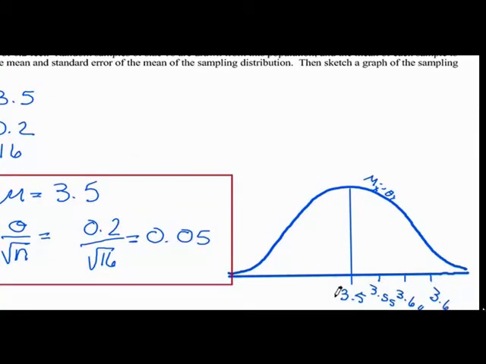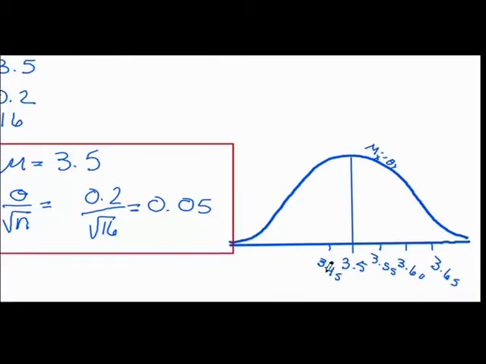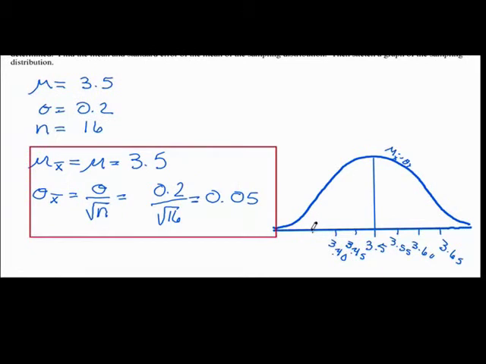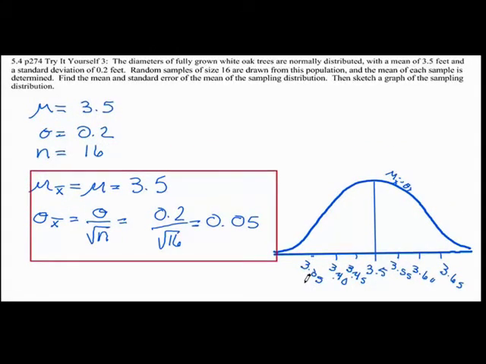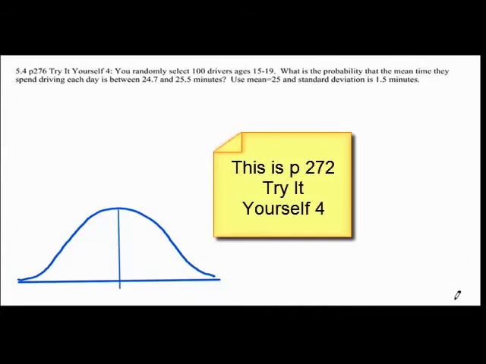And in the same way, we're going to subtract. So if you subtract 0.05, we get 3.45. Subtract another 0.05, we get 3.40. And subtract another one would give us 3.35. So I think you get the idea there of how to sketch it with the mean and the standard deviation.